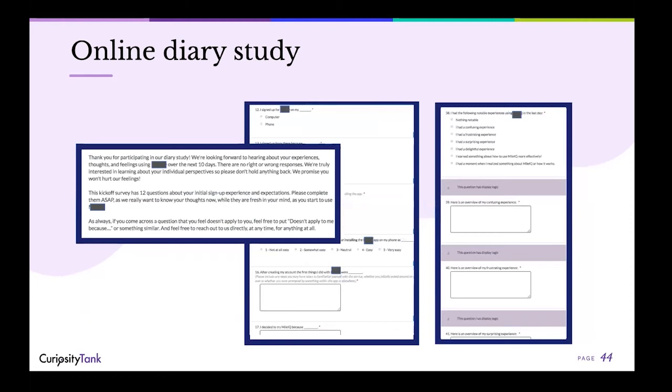A diary study can be conducted on a variety of panels. You can use survey software. You can use mobile platforms. This is a diary study that was about a 10-day trial for a mileage tracking app. And we pushed out new questions every other day for the first 10 days.